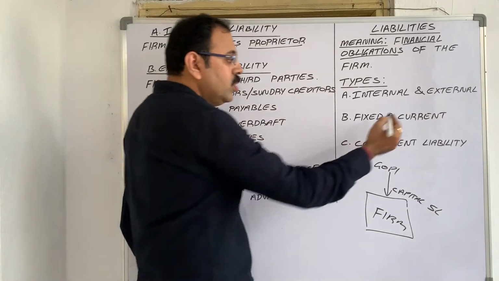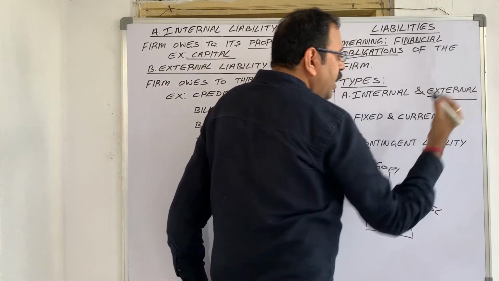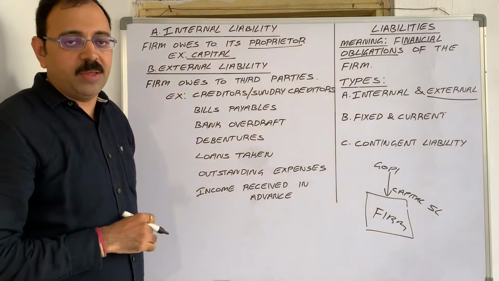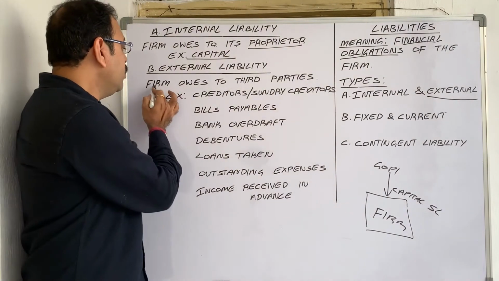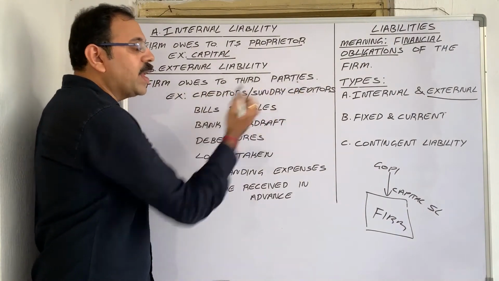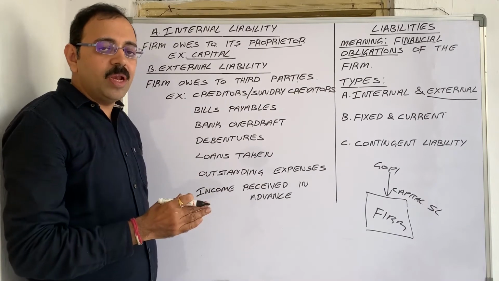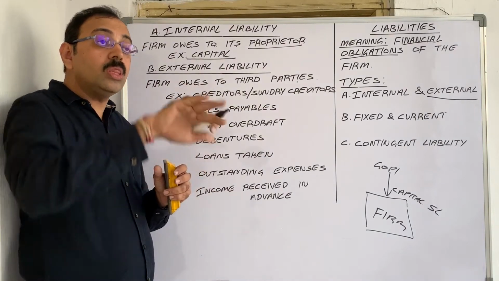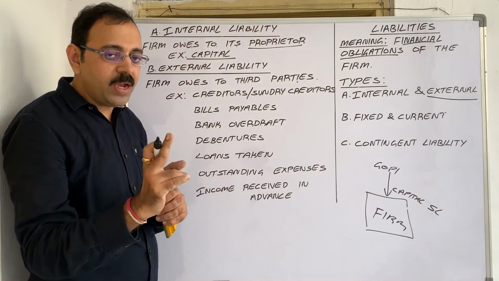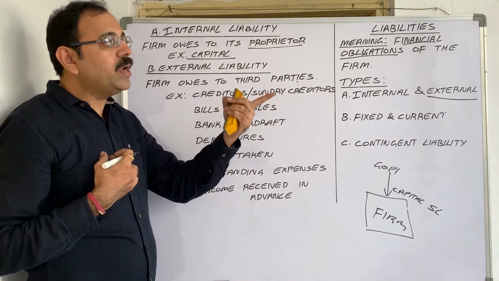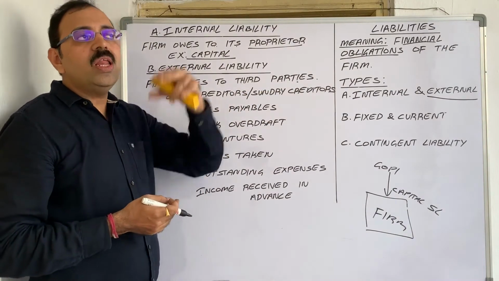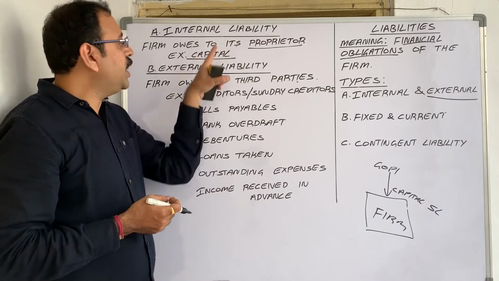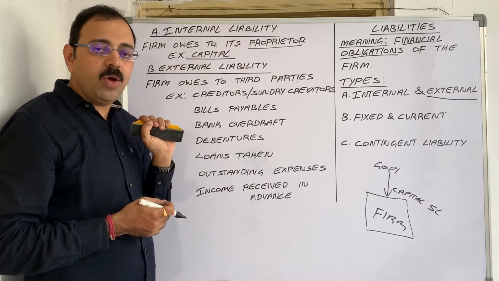Now come to the next type of liability, that is external liability. It means the firm owes to third parties. These are the liabilities which are owed to third parties. The first party is the firm, the second party is the owner. To the owner, if we are liable, then it comes under internal liability.